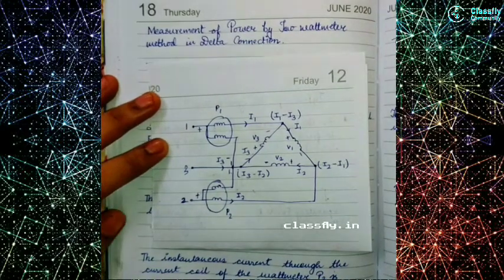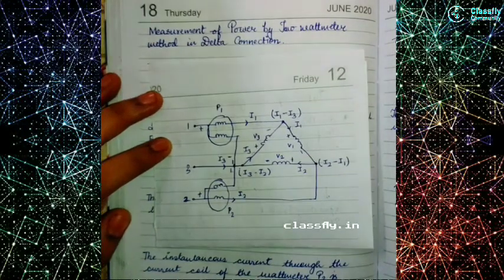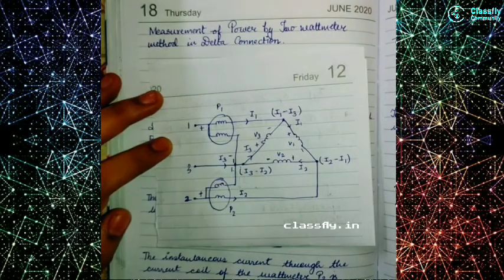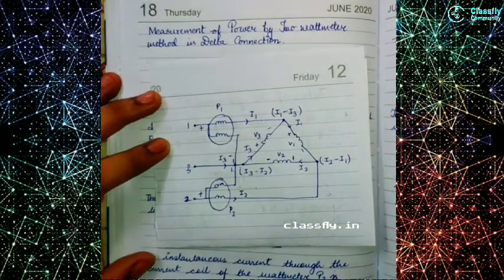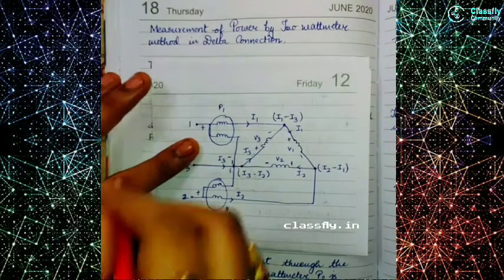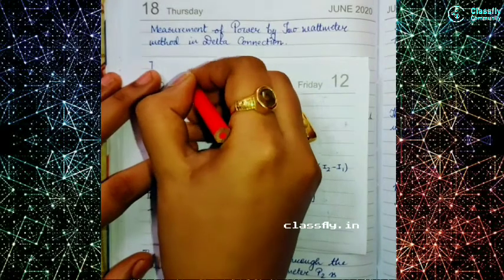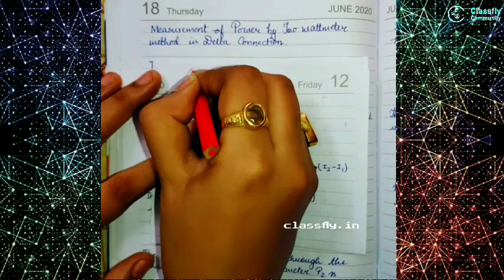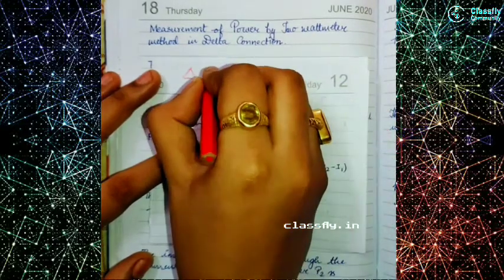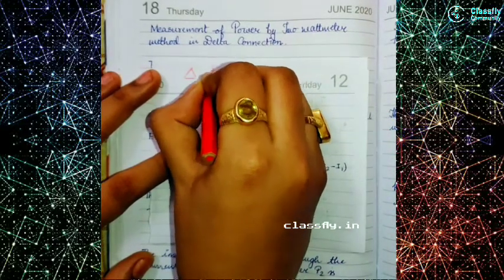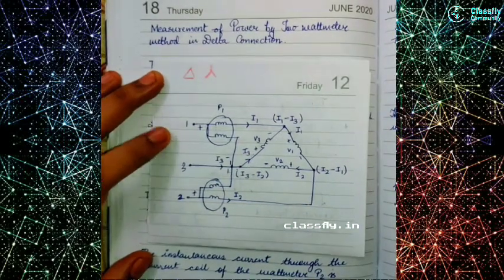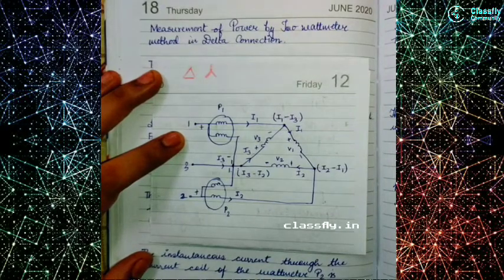Today is part 2 of our measurement of power by the 2 wattmeter method, this time in delta connection. We have already done the star connection for the 2 wattmeter, so today we will do the delta connection. Can anyone remember how we denote the delta connection? Yes, delta connection is denoted by a triangle, whereas the star connection is represented by the inverse of the Y. Okay, without wasting more time, let's begin.